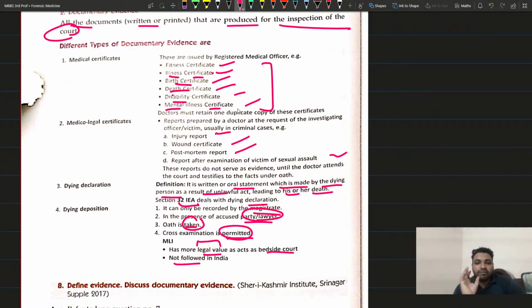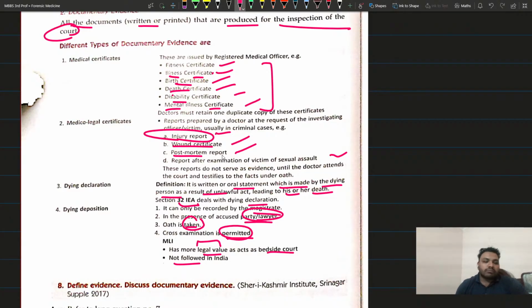You must retain one duplicate copy of these certificates. It's very important. Medico-legal certificates like a report of the injury, wound certificate, reports after examination of the victim of sexual assault. These reports do not serve as evidence until the doctor attends the court and testifies to the facts in court.